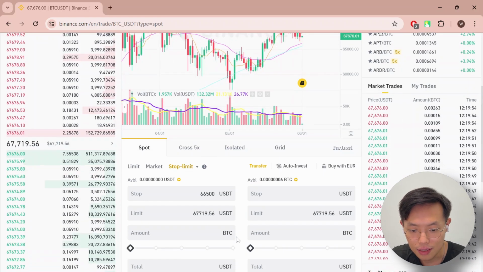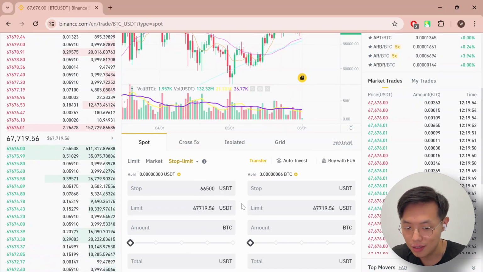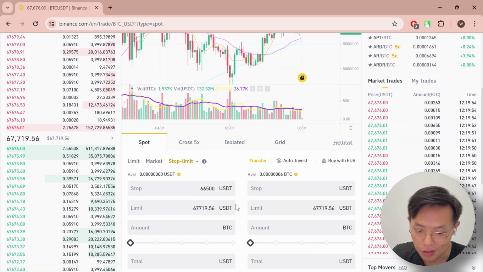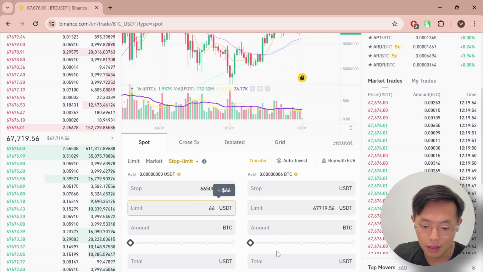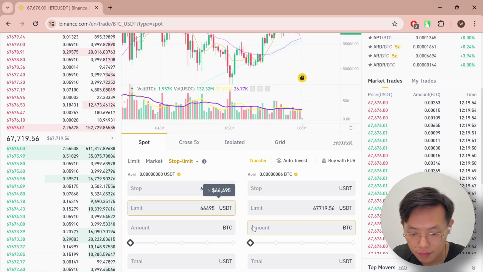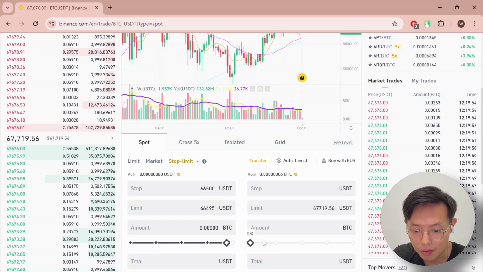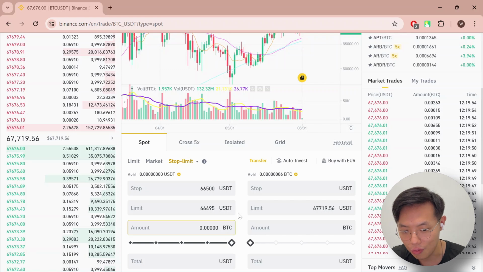Then you have a limit. The limit I want to place as close to my stop price as possible because I want to execute it immediately once it reaches this. So I want to put it at maybe a $5 difference. So 495. Then I'll place the amount, let's say how much amount that you want.